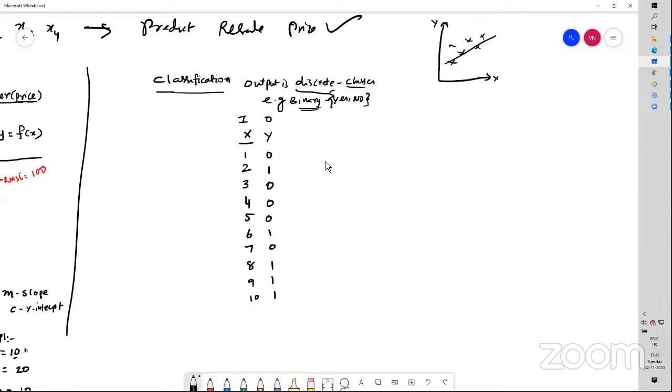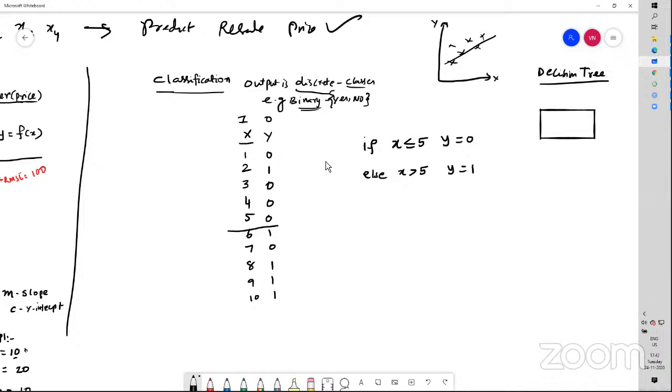So given this data, let's say I go by a simple rule. The rule is like this. If X is less than or equal to 5, then Y is equal to 0. Else, that means when X is greater than 5, then Y is equal to 1. So this is just like an if-else rule. This is called divide and conquer. This is the basic foundation for decision tree based algorithms, right?